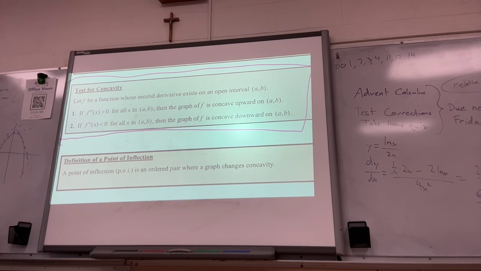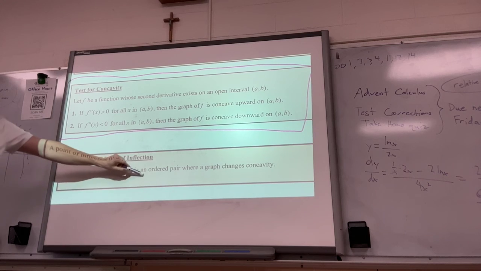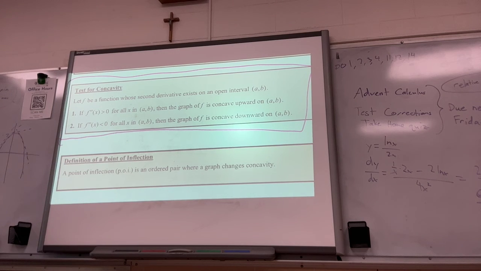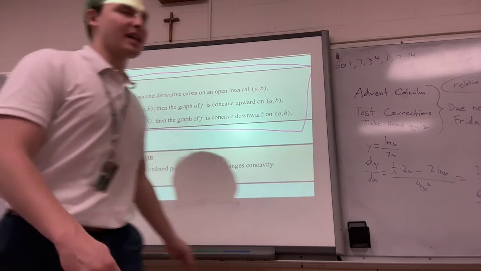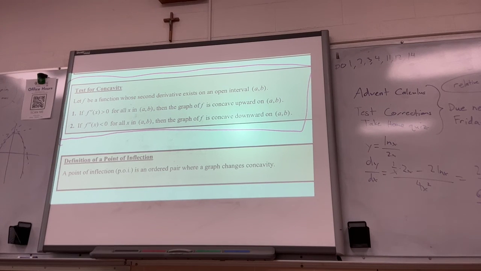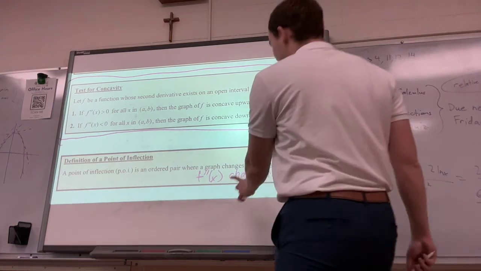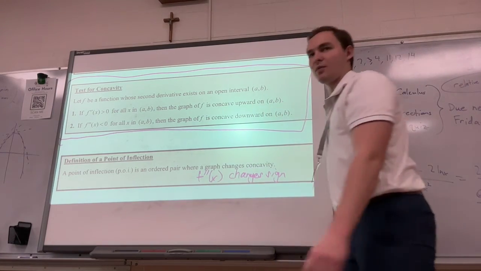Okay, a point of inflection. A point of inflection is an ordered pair where a graph changes concavity. A better way of saying this, and this is kind of like an extremum, is that it's where f double prime of x changes sign. Notice that's a little different from where it equals 0, because it's where f double prime changes sign, not necessarily just where it equals 0.